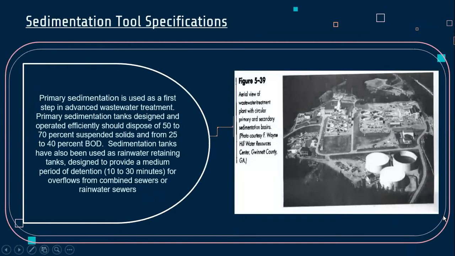Okay, next we will talk about the sedimentation tool specification. You can see in figure 5-39 a wastewater treatment plant with circular primary and secondary sedimentation basins. Almost all processing plants use mechanically cleaned sedimentation basins with a standard circular or rectangular design. Primary sedimentation is used as the first step in advanced wastewater treatment. Primary sedimentation tanks designed and operated efficiently should remove 50 to 70% of suspended solids and 25 to 40% of BOD. Sedimentation tanks have also been used as rainwater retention tanks, designed to provide a medium period of detention, 10 to 30 minutes, for overflow from combined sewers or stormwater sewers.